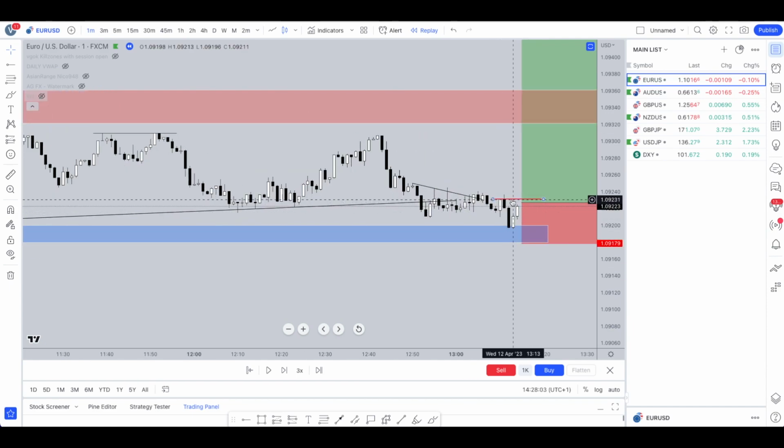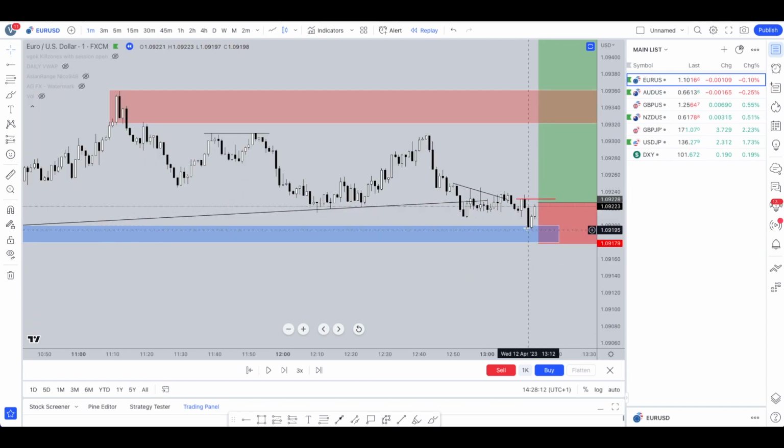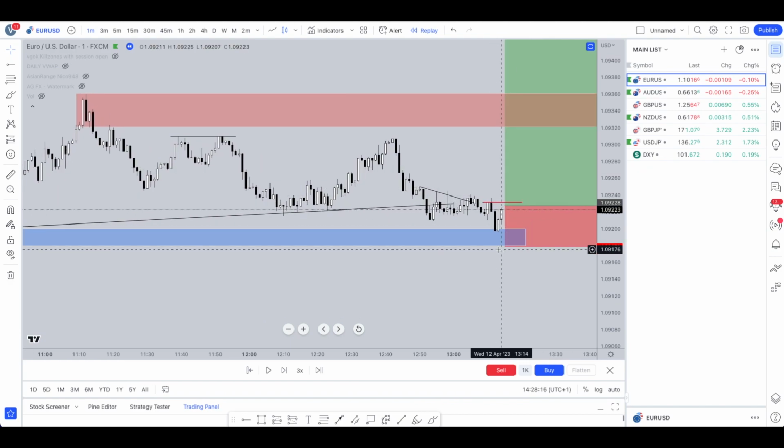So right here above this red line, if we can close above that area, if we can break above that area, then that will be classed as a good break of structure. It's a good rejection from this demand zone as well, and if we can do that, then the bullish bias is confirmed and we can look for our entries.